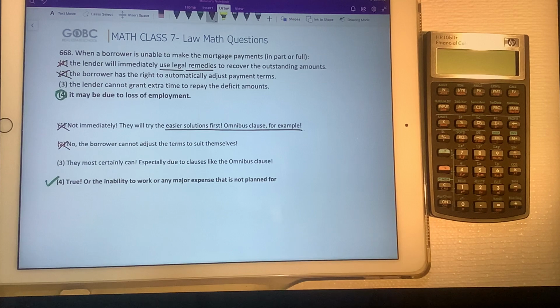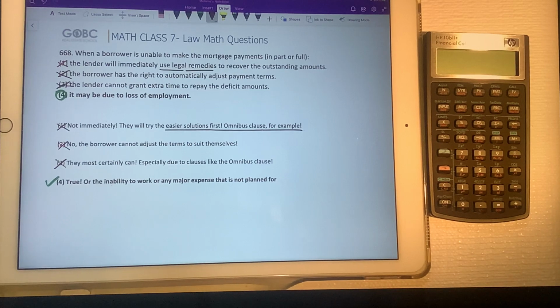And then, the lender cannot grant extra time to pay the deficit amounts. The lender can do whatever it wants to do. So even if it's not provided for in the contract, the lender can choose to give you extra time if they want to, right? They don't want to go into a foreclosure situation. They don't want to actually have to go to the court and say, I want to sell this property because this person is late on their payments. They would like to actually just continue to be in that contract with you and to collect those payments once you get back on your feet.